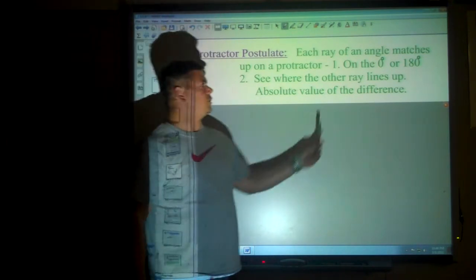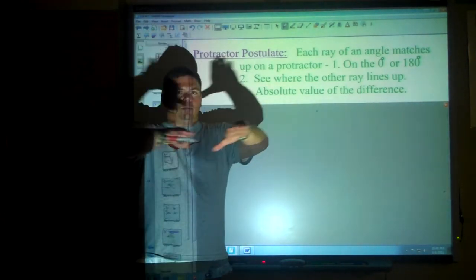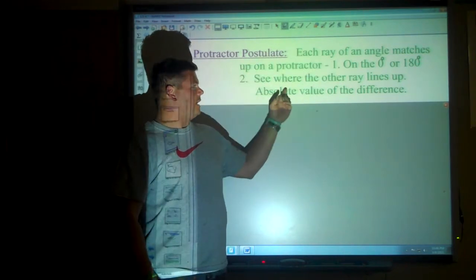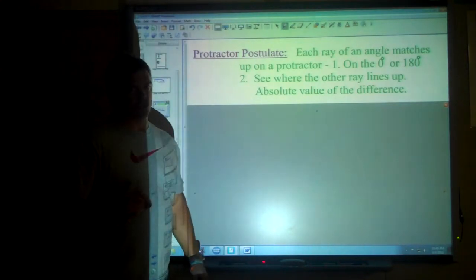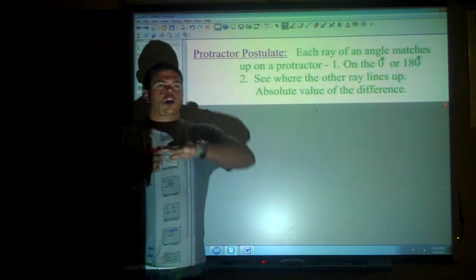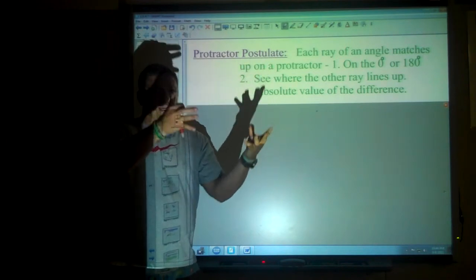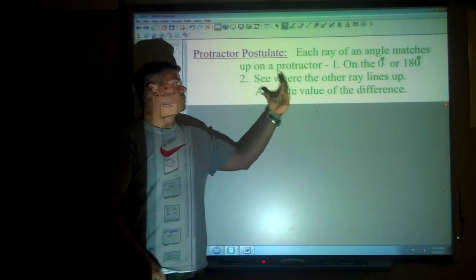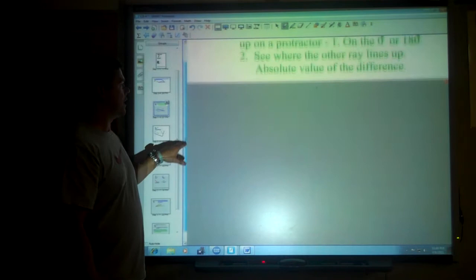So the first thing you want to do is put one of the rays on the 0 degree or the 180 degree line. After that, you see where the other ray lines up and take the absolute value of the difference. Very similar to the ruler postulate. It doesn't matter if you take 120 degrees and subtract 30 degrees, you're going to get 90. If you take 30 and subtract 120, you're going to get negative 90. But the absolute value of that difference produces the same 90-degree angle.